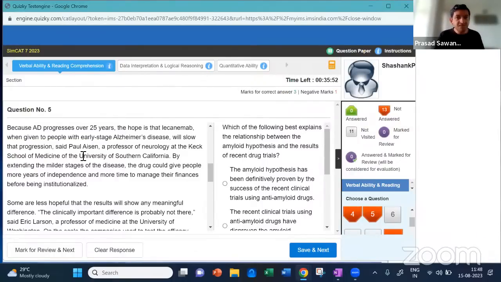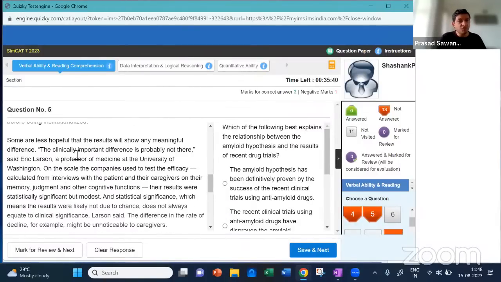Said Paul Essen, professor of neurology. By extending the milder stages of the disease, the drug could give people more years of independence and more time to manage their finances before being institutionalized. Fair enough. Some are less hopeful that the results will show any meaningful difference. So some are less hopeful.